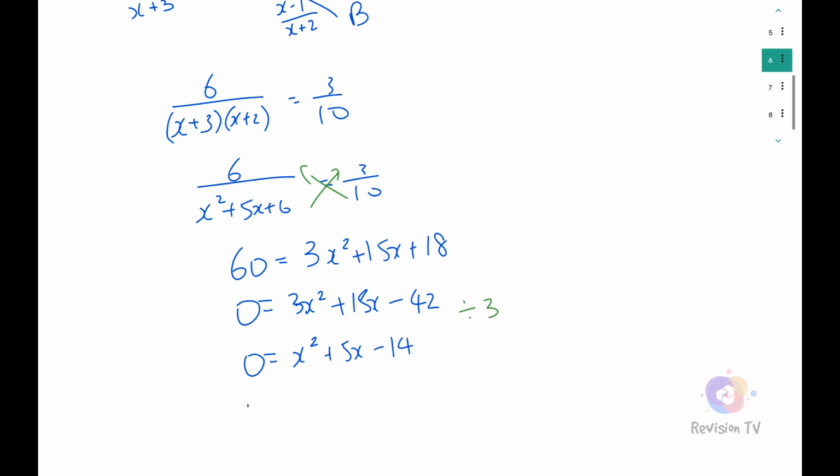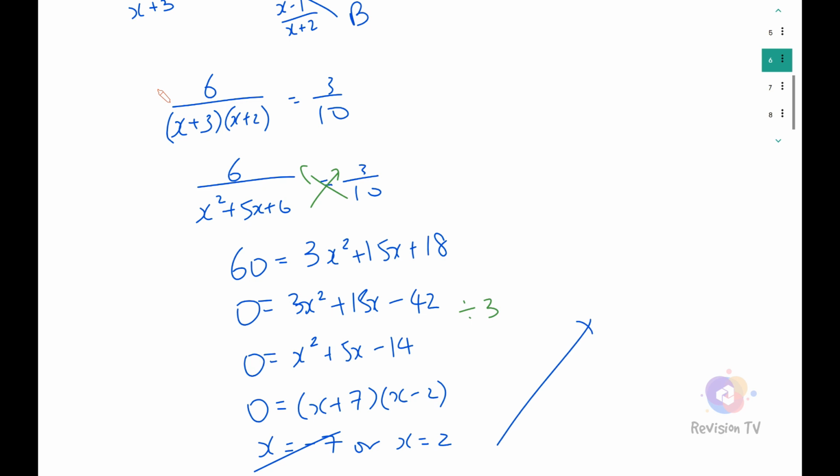So all of a sudden it becomes very manageable. x plus 7, x minus 2. So x equals minus 7 or x equals 2. We know x cannot be negative in this case, so x has to be 2. That's the number of blue marbles. I lost count. So the total number will be 3 reds plus the 2 blues, which is 5.